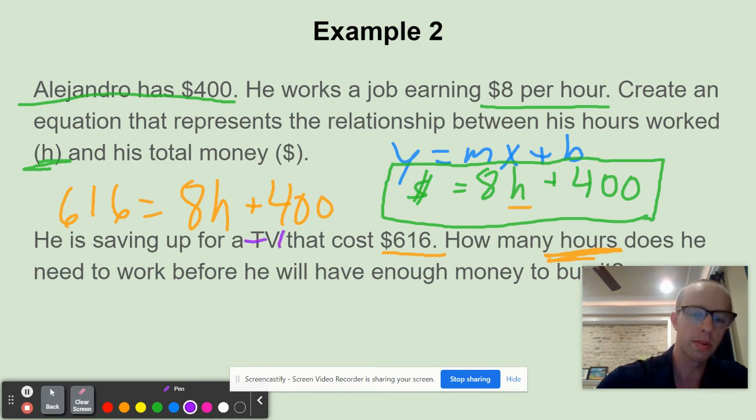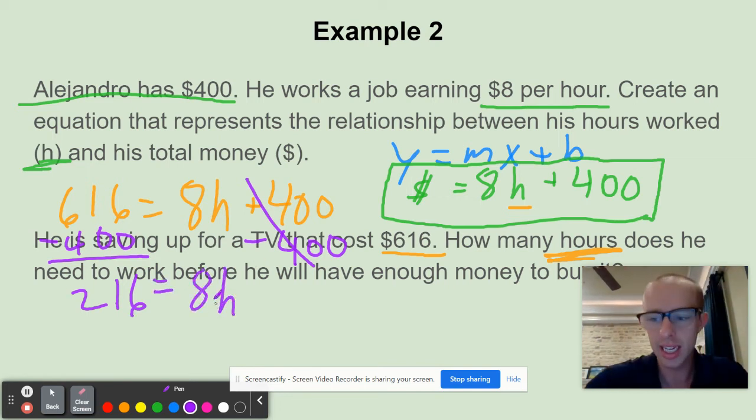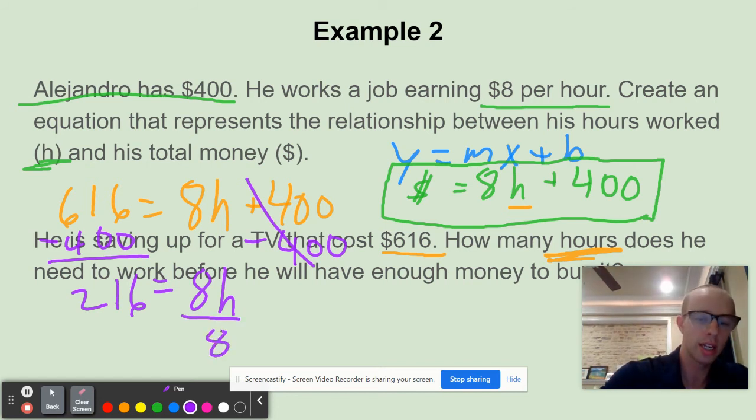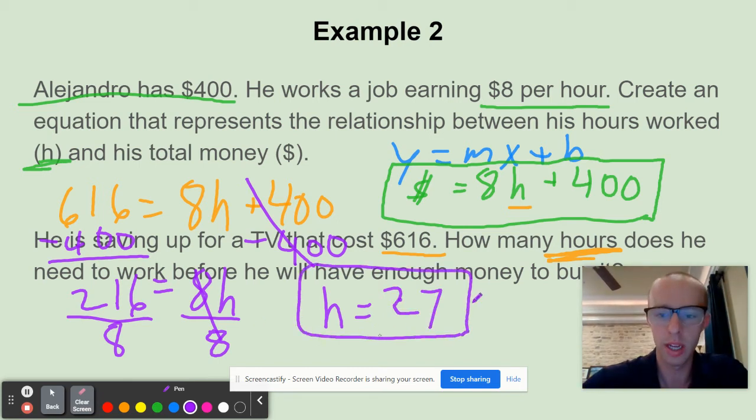I'm going to solve this two-step equation. I'm going to subtract 400 on each side. These cancel. 616 minus 400 is 216 equals, I didn't use this 8h, so I drop it straight down. 8 times h, this is what this means. We need to know the coefficients mean multiplication over and over and over again. Divide each side by 8 to undo the multiplication. These cancel. 216 divided by 8 is 27. Use a calculator if you need to. So he needs to work 27 hours.